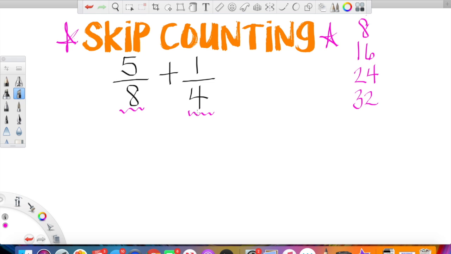Okay, great. Let's skip count now by 4. So we have 4, 8, 12, 16, 20. Uh-oh, I pressed the button. Friends, I see something that we have in common. I notice that 16 is shared as a multiple of 8 and 4. We can use 16 as a common denominator.